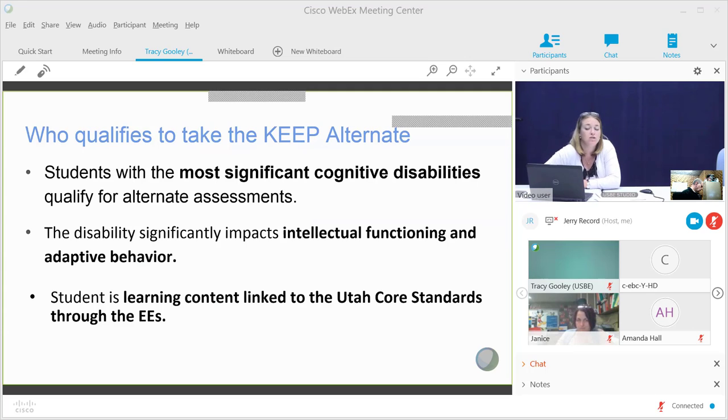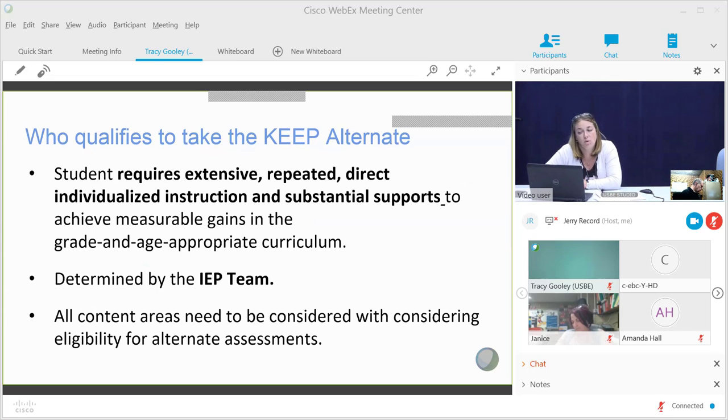One of the other things is that the student is learning content linked to our Utah core standards through our essential elements. So students will be instructed in our alternate achievement standards. These students require extensive, repeated, direct, individualized instruction, and they also require substantial supports to make measurable gains in age-appropriate curriculum. It's determined by an IEP team.